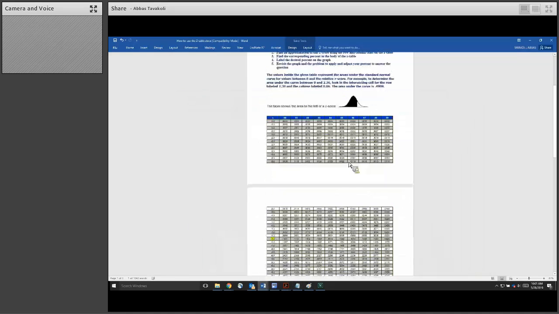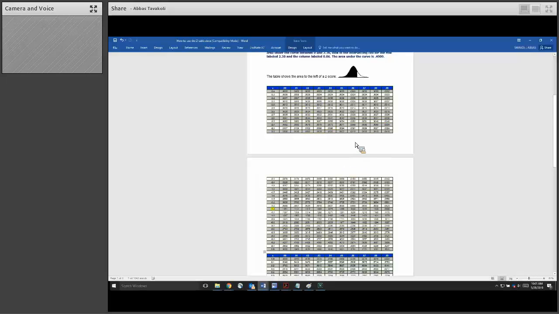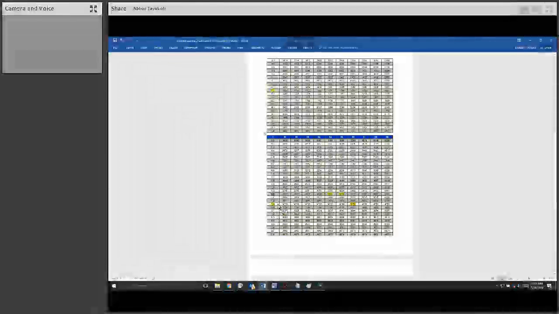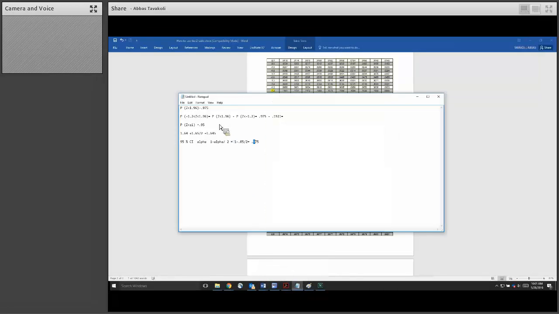The way you do it, the Z table has several columns and rows. The first column is your Z value, the first row is the second digit of that Z value, and the rest is the area under the curve. So we want 1.96. We find the value 1.9, and then 6 is in the row here. The intersection gives us the area under the curve, which is 0.975. Therefore, the area is 0.975.